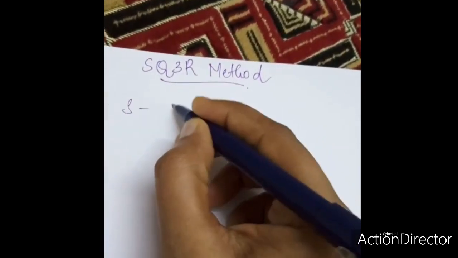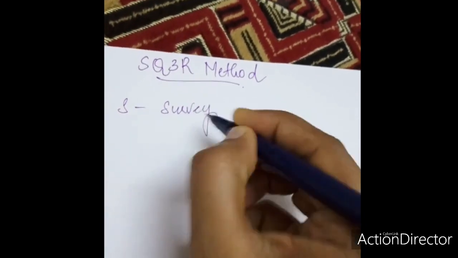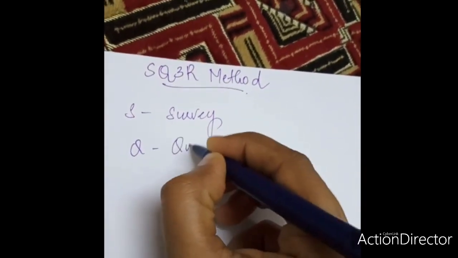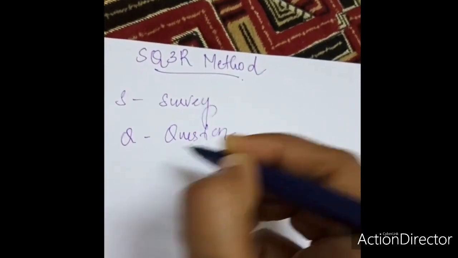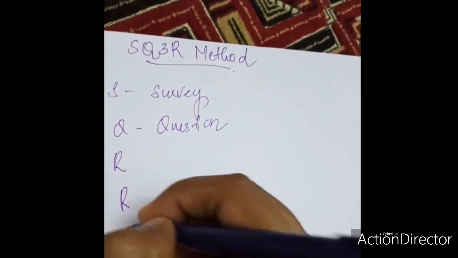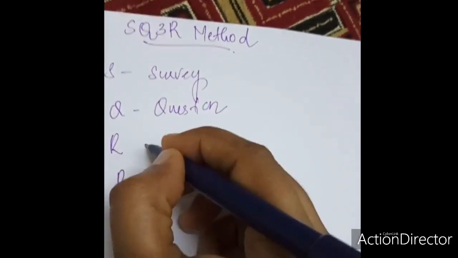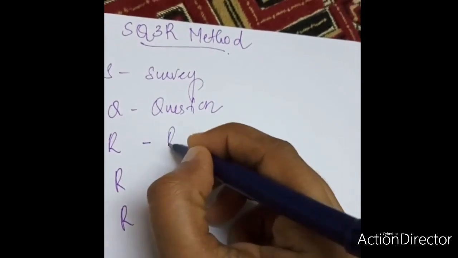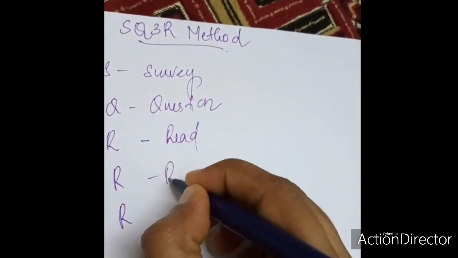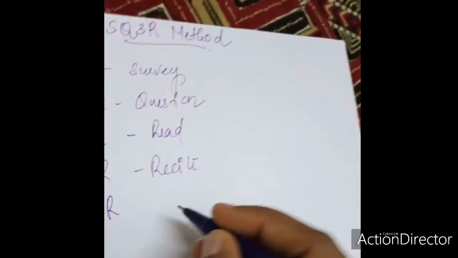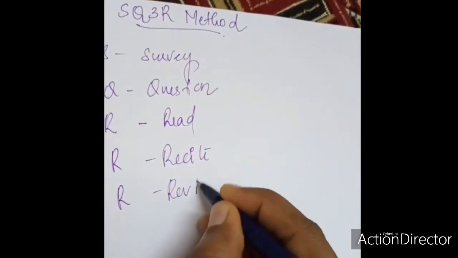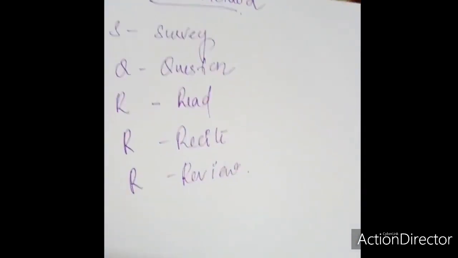S is for survey, Q is for question, 3R, that is read, recite and review. So these are the 3Rs.